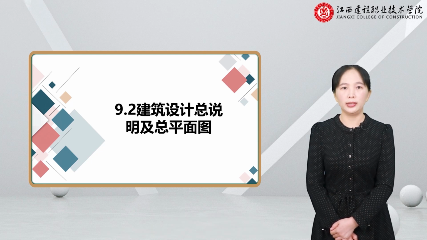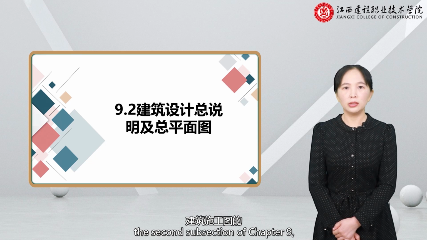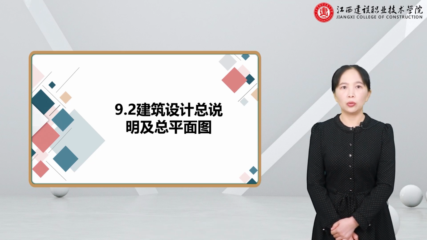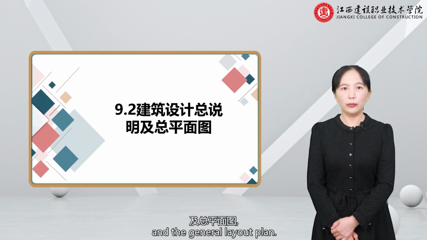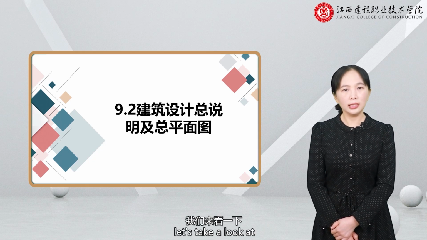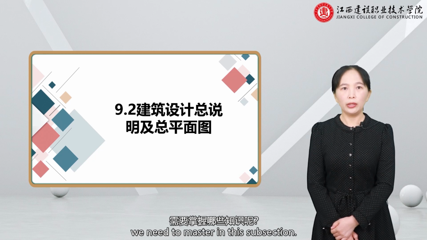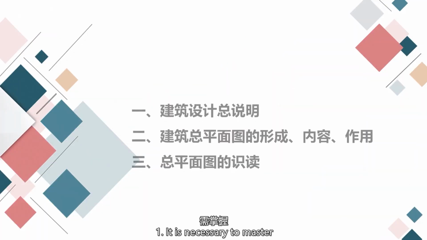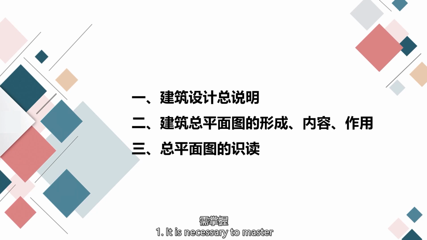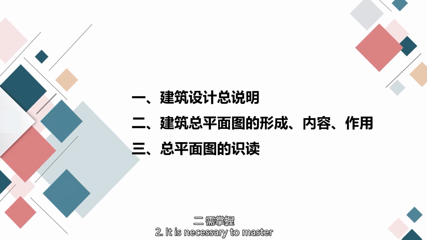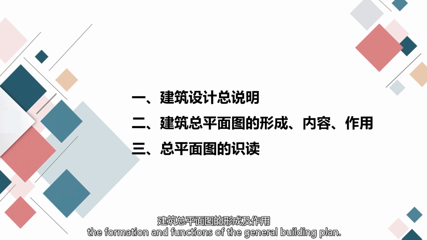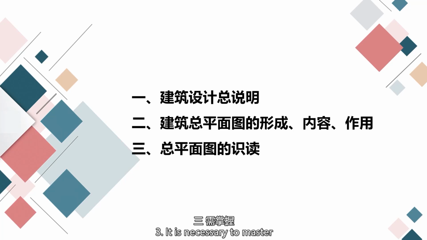Today, we will enter the second subsection of Chapter 9, Building Construction Drawings. The content of this lecture is the general architectural design instructions and the general layout plan. Next, let's take a look at what knowledge we need to master in this subsection. First, it is necessary to master the content of the general description of architectural design. Second, it is necessary to master the formation and functions of the general building plan. Third, it is necessary to master the reading of the general building plan.